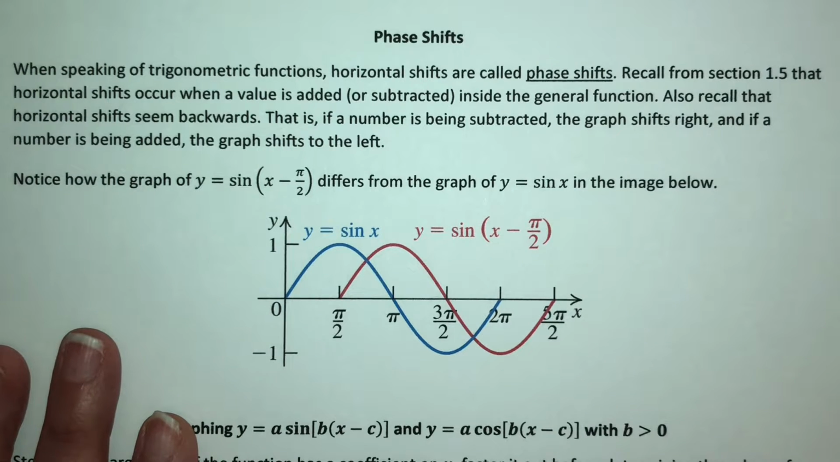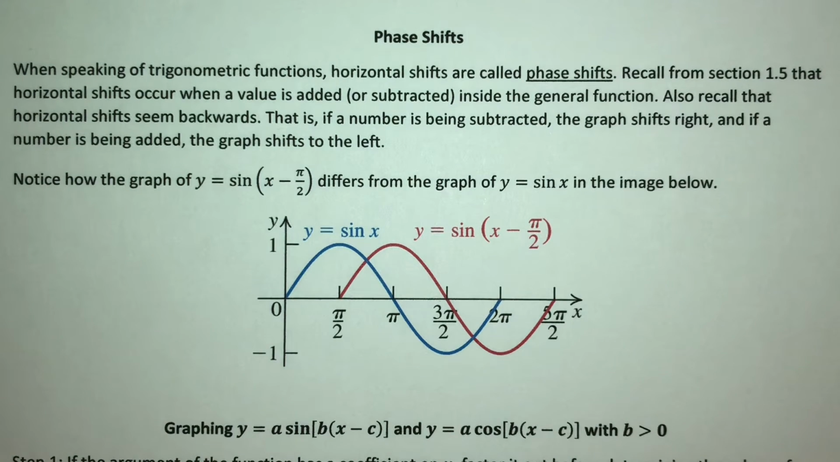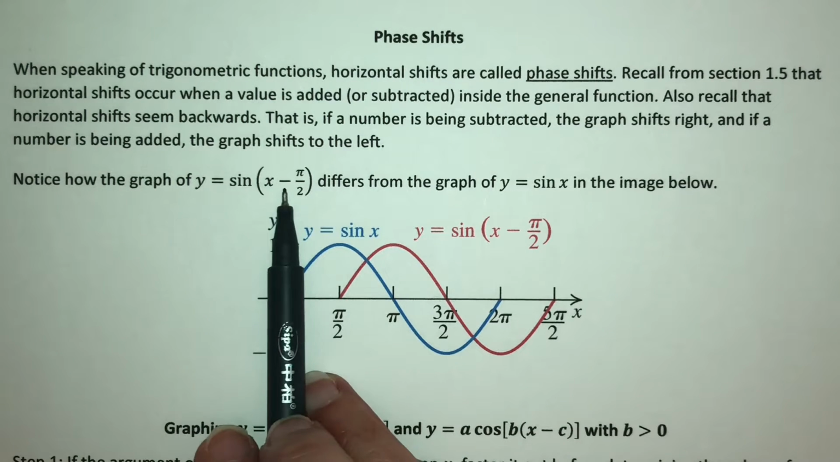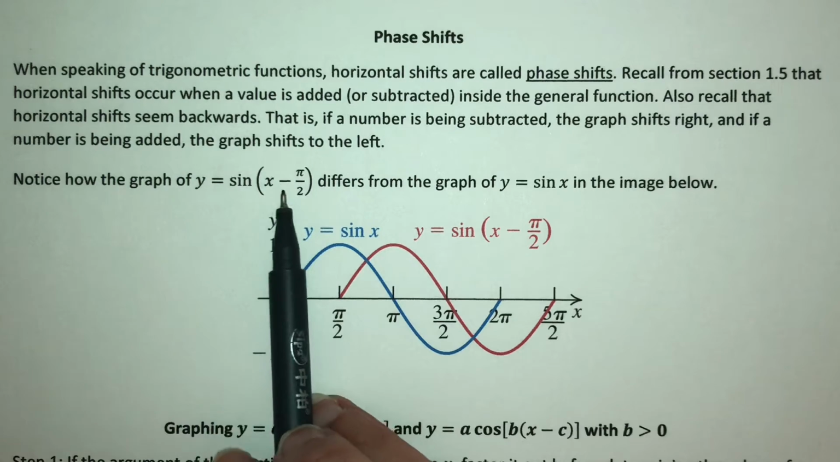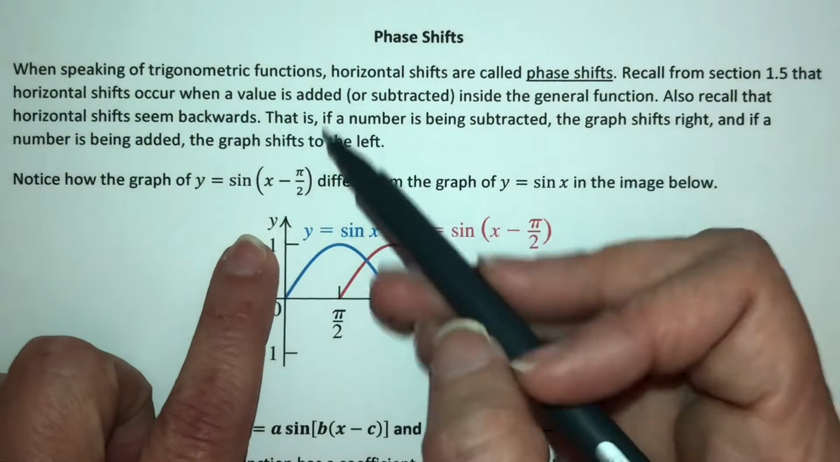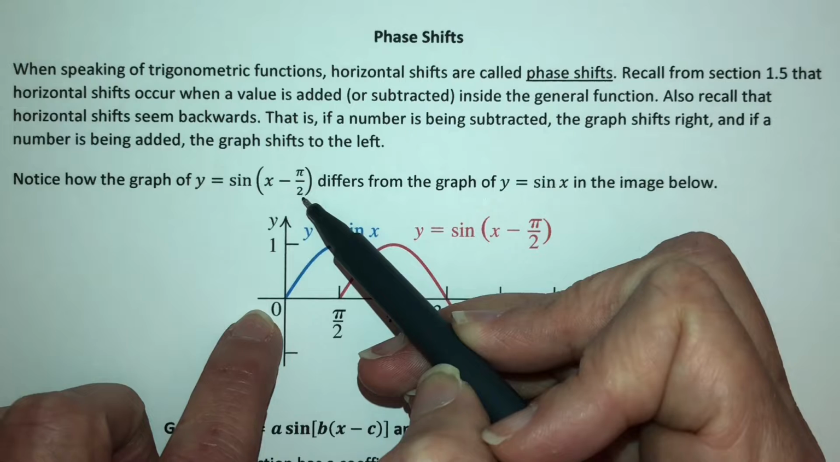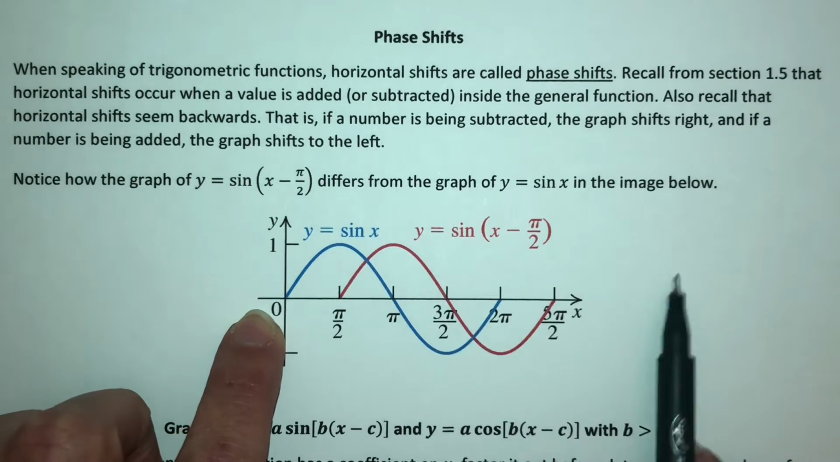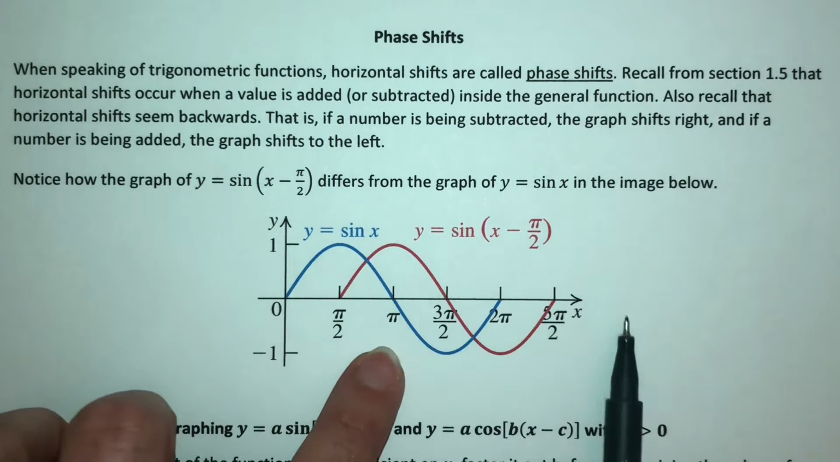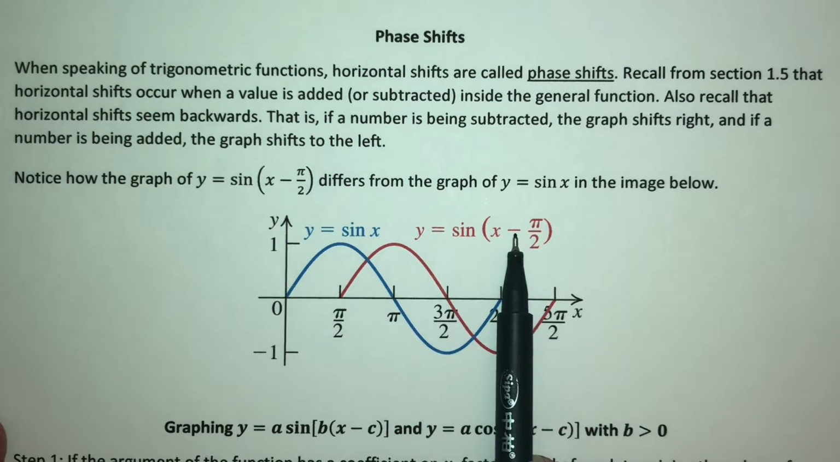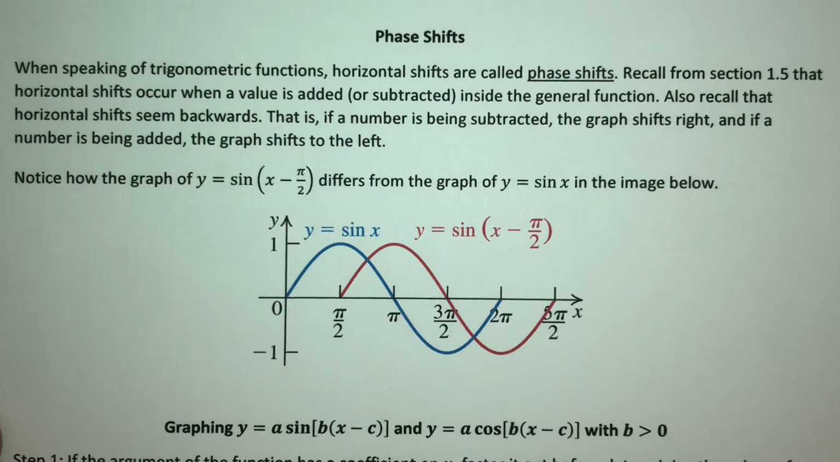It's just new vocabulary. And just like when we did this in 1.5, this one sort of seems backwards. It's because when we get to the formula, it has a minus sign here. So here, our shift is going to be pi over 2, which means we go to the right. If you have a minus sign, you shift to the right by that much. If this were a plus sign, then you'd be shifting to the left.